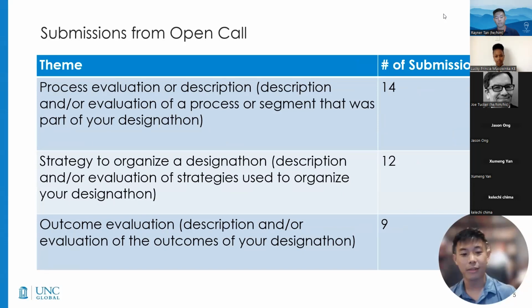And the third theme or category was an outcome evaluation. So this involved a description and/or evaluation of the outcomes of a particular Designathon. And you notice that these numbers of submissions don't add up to 26 because some submissions and descriptions involve covering multiple themes or categories.